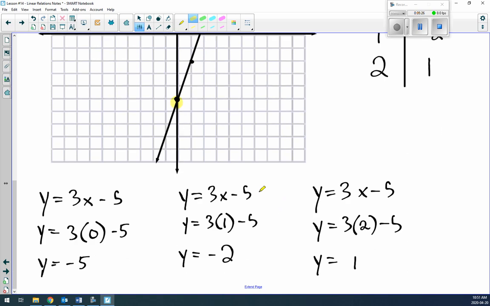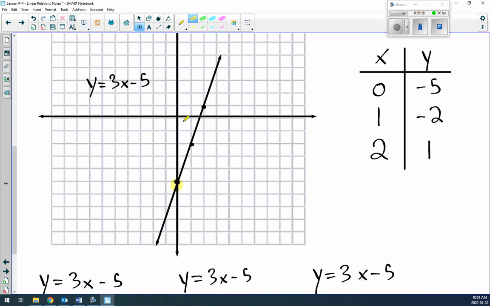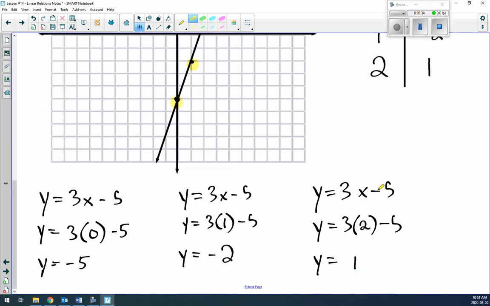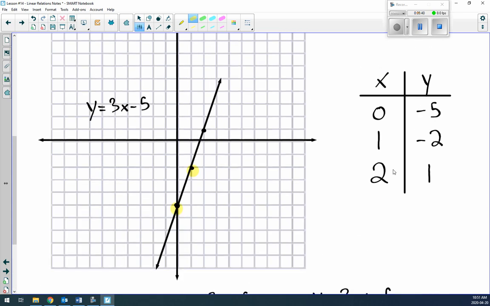So remember, you do the x first. You always start at the origin, and you do the x. So we go over 1, positive 1, and then down negative 2. And that's our second point there. Well, you do the last one here. Y equals 3x minus 5. Plug in 2. So 3 times 2 is 6. Minus 5 is 1. So our point is 2, 1. Again, start at the origin. The x value is positive 2 over to the right, and then up 1.